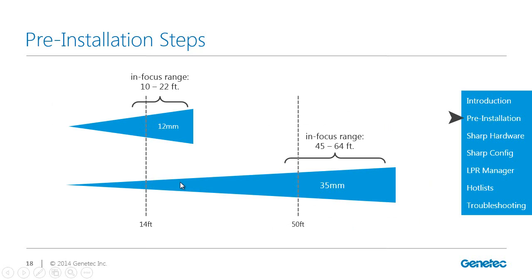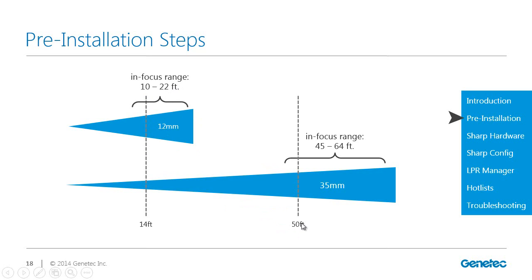Let's take a look at that with a quick example here. So here we have two different Sharps. We have a 12mm and a 35mm lensed Sharp. Now if we know the plates will be passing somewhere around 14 feet from the camera, we're going to want to use the 12mm lens. We know that there's an in-focus range for a 12mm lens of 10 to 12 feet, and that will fall within that range.